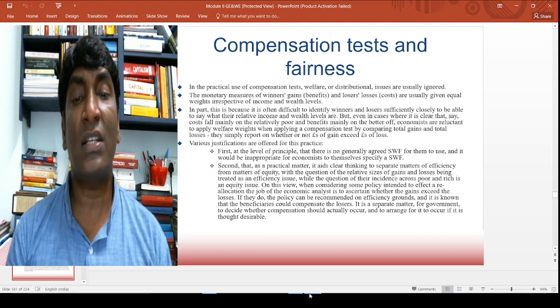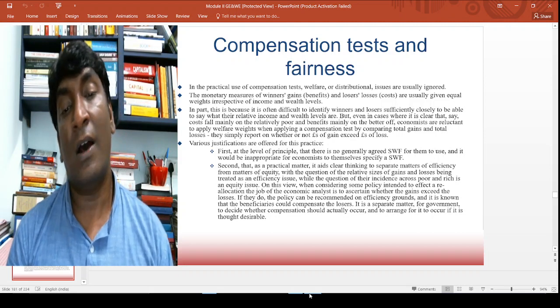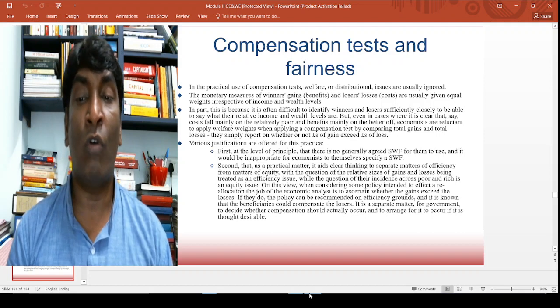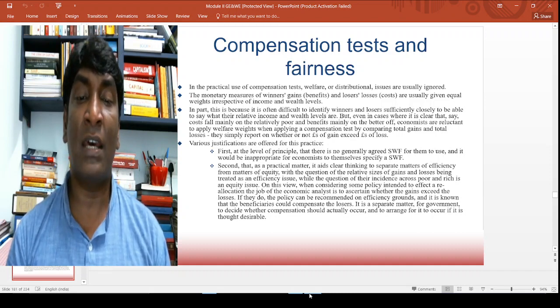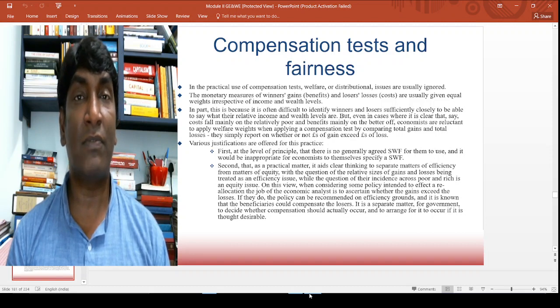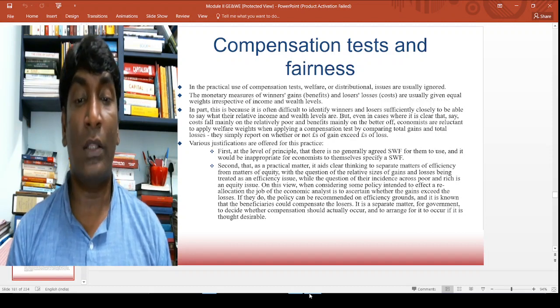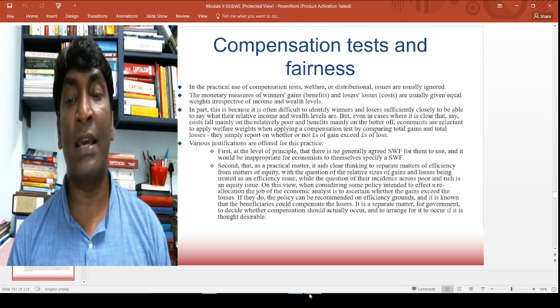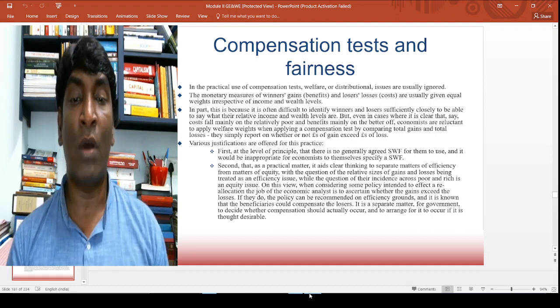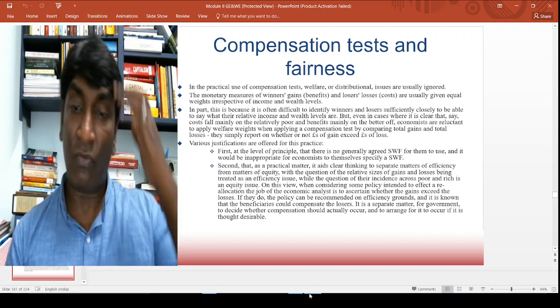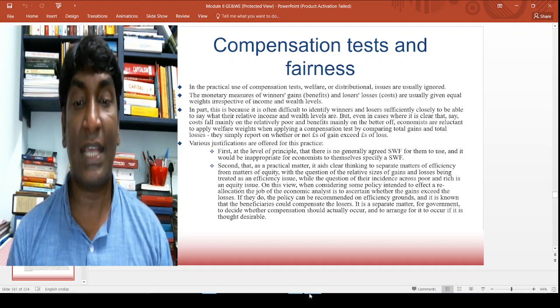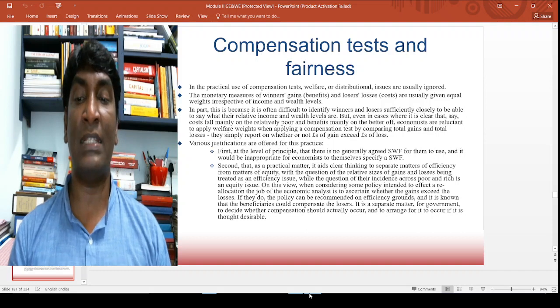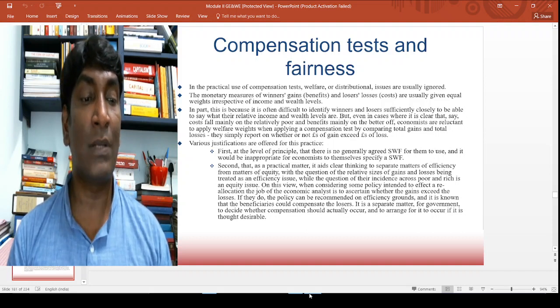So various justifications are offered for this practice. That is, in the real world, how to overcome this. First, at the level of principle, there is no generally agreed social welfare function for them to use, and it would be inappropriate for economists to themselves specify which social welfare function. The second one is that, as a practical matter, it aids clear thinking to separate matters of efficiency from matters of equity, with the question of the relative size of gains and losses being treated as an efficiency issue, while the question of their incidence across poor and rich is an equity issue.